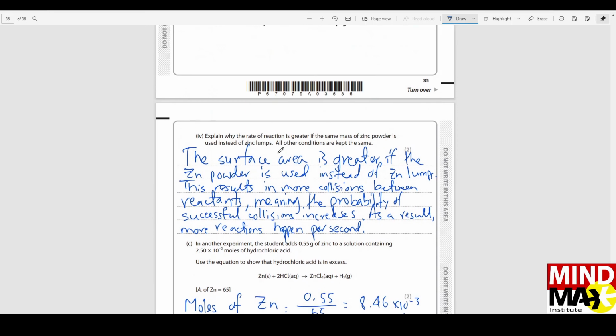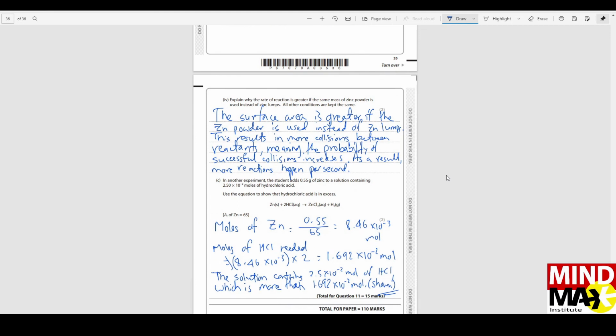Then explain why the rate of reaction is greater if the same mass of zinc powder is used instead of zinc lumps. If you use zinc powder, it's granulated. Granulated means it's spread out. The area is spread out all over the place, and a lump means it's just one lump. So of course the granulated powder has more surface area. If it has a greater surface area, there will be more collisions between the reactants, meaning the probability of successful collision increases, and as a result more reactions happen per second.